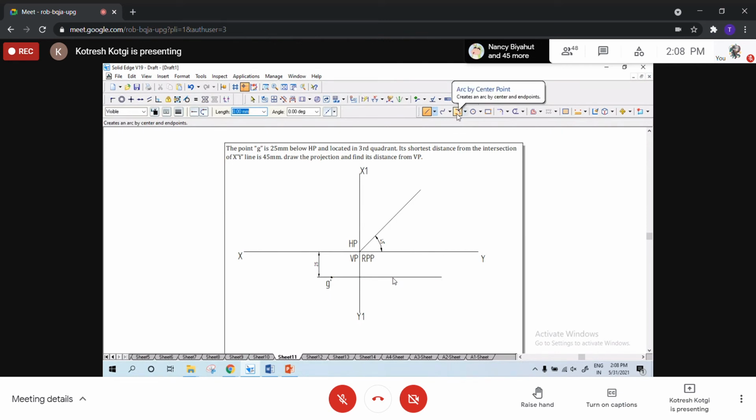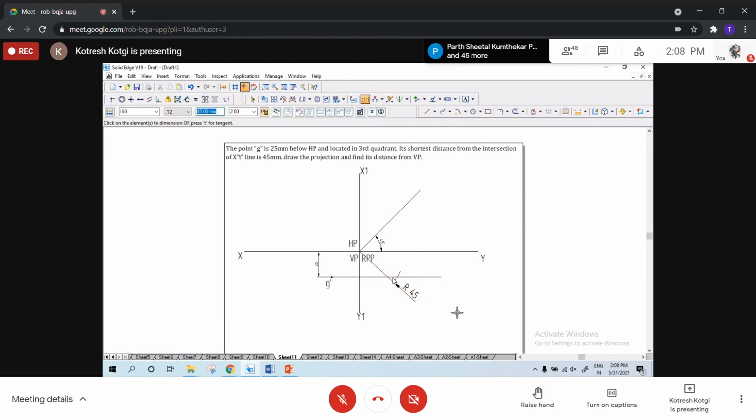So what can you do? Use that data, take the compass, fix the radius as 45 mm. From this intersection, draw an arc of radius 45. You see here, like this. Now I'll just show it. What is this? Radius 45.